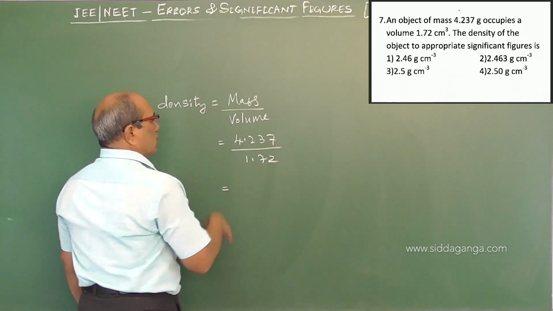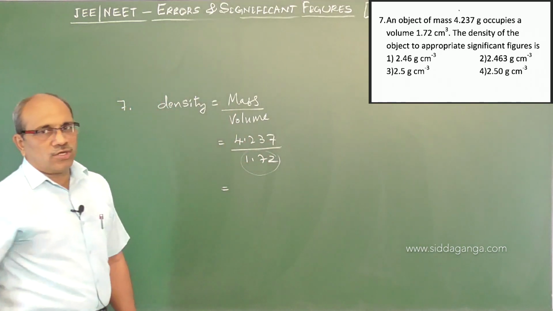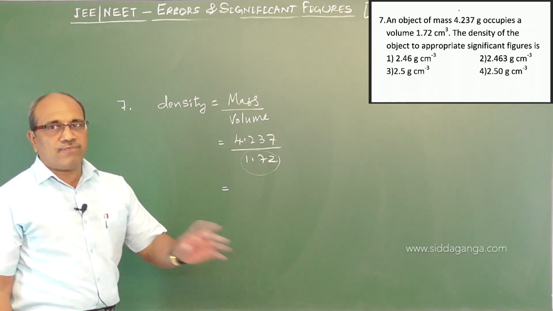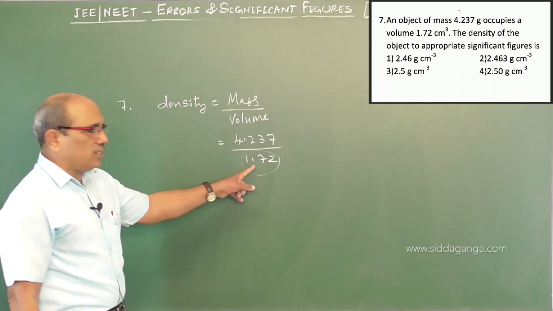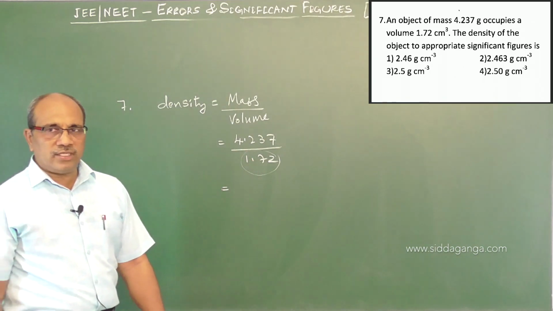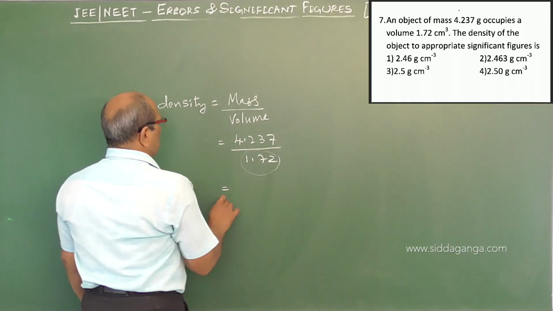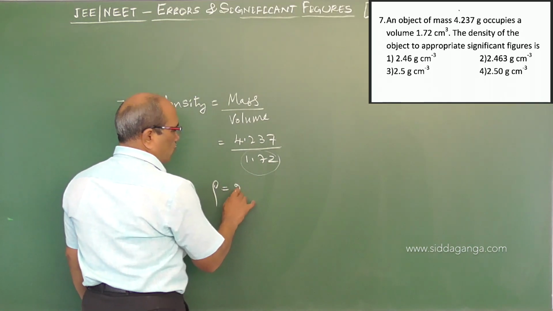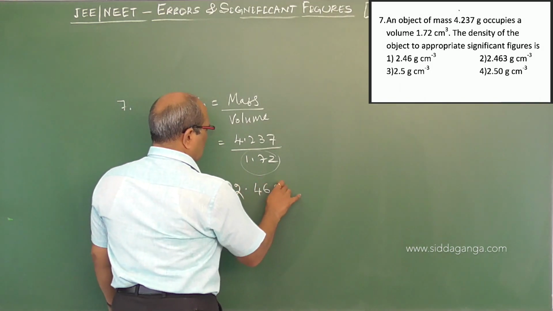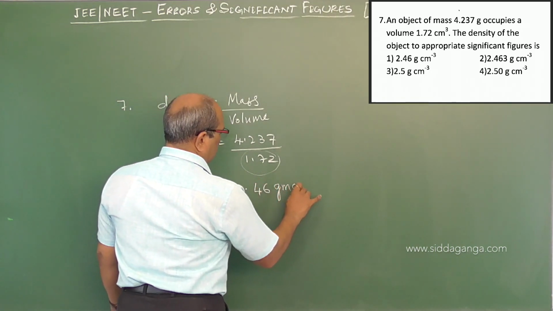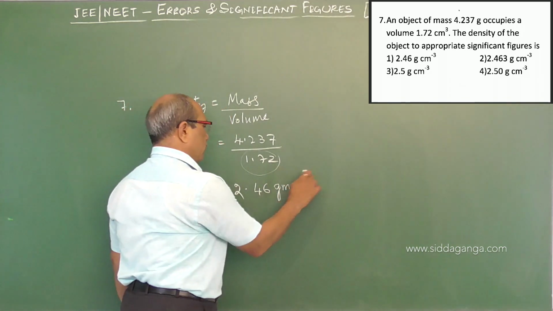I am not directly coming to this. In case of multiplication and division, you have to see the minimum number of significant figures. The decimal point is not important. Here 4, here 3. Your final answer should be in 3 significant figures. Option 1 gives you that density is equal to 2.46 gram per centimeter cube.